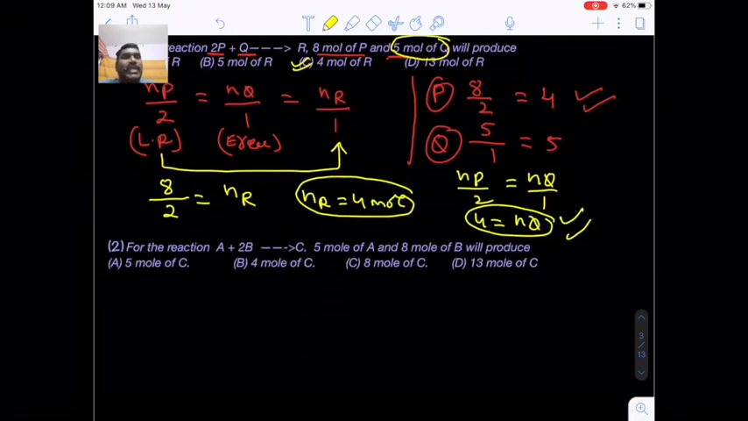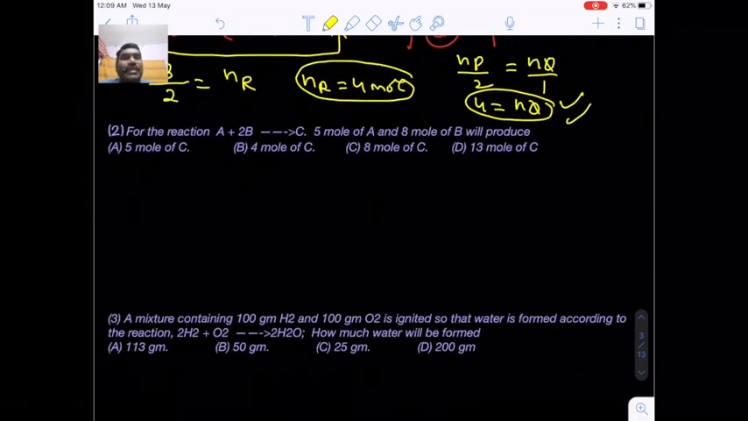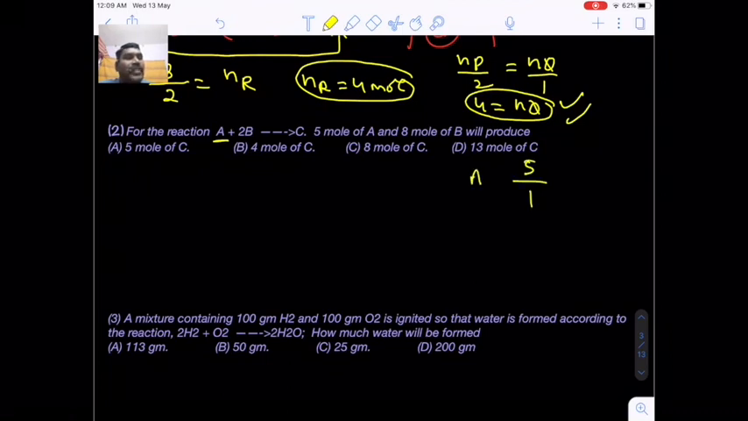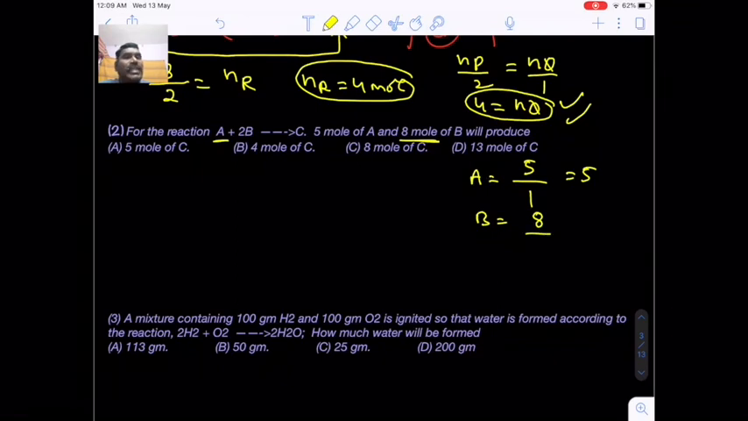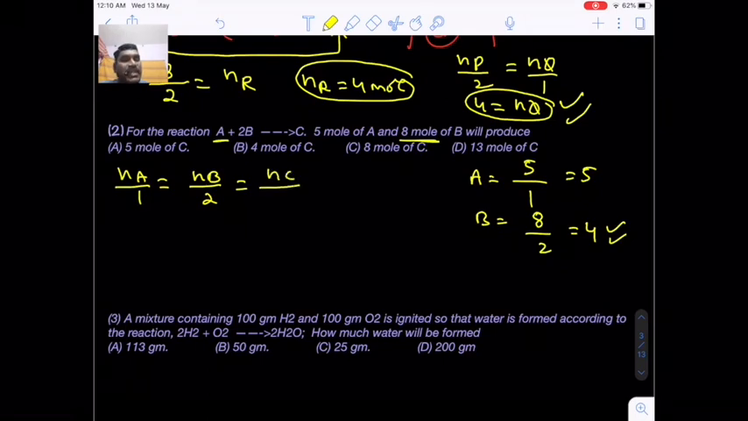Now come to the second question. Same concept here. First of all, identify the limiting reagent. How many moles of A are given to you? 5 moles. Stoichiometry is 1, so it will be 5. Now come to B. What is the number of moles of B given to you? 8 moles. What will be the stoichiometry here? 2. So here 4. Again, B will be the limiting reagent. Number of moles of A by stoichiometry 1, number of moles of B by stoichiometry 2, number of moles of C by stoichiometry 1.